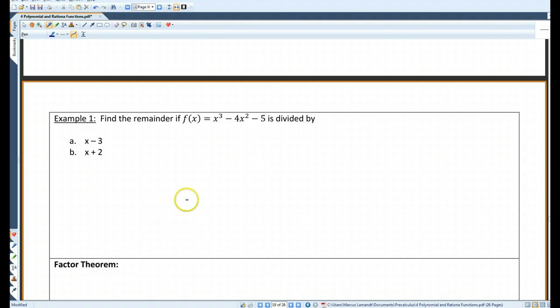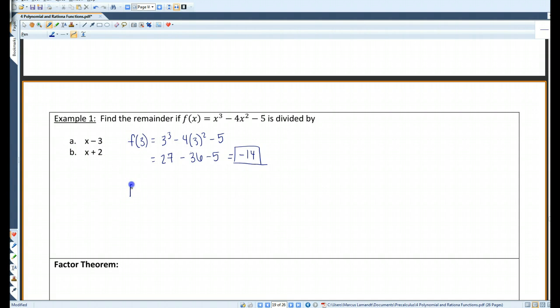or x plus 2. Okay, so we could use long division or synthetic division, but it's actually easier to use the remainder theorem that we just learned. Okay, we have x minus 3, so f of 3 is 3 cubed minus 4 times 3 squared minus 5. So I've got 27 minus 4 times 9, which is 36 minus 5. And I'm confident you guys can all do that. This equals negative 14. So rather than doing long division or synthetic division and getting the remainder, this is the remainder. That's all we have to do.